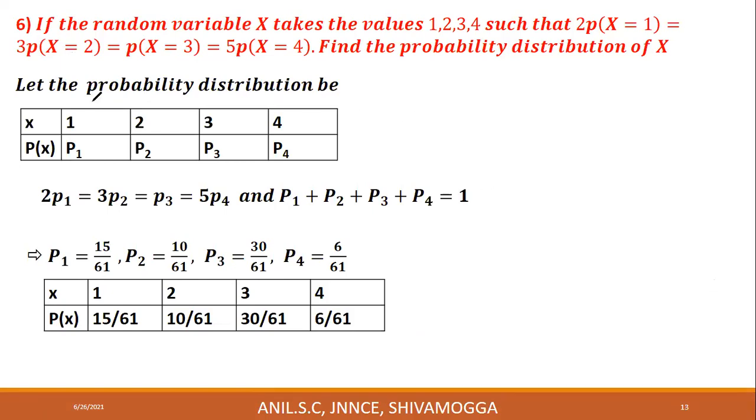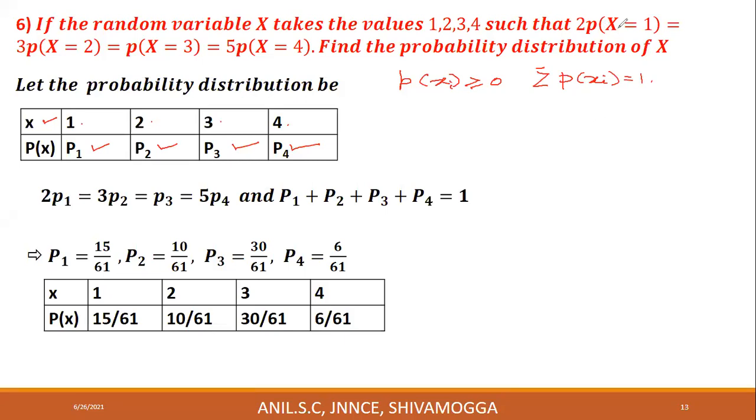Let's prepare a table. X takes 4 values 1, 2, 3, 4. Let the corresponding probabilities be P1, P2, P3, and P4. These 4 probabilities are to be determined now. P of x is said to be a probability function if it satisfies two conditions: P of xi is greater than or equal to 0, and the summation of P of xi is equal to 1. These are the two conditions to be satisfied to be a probability function.